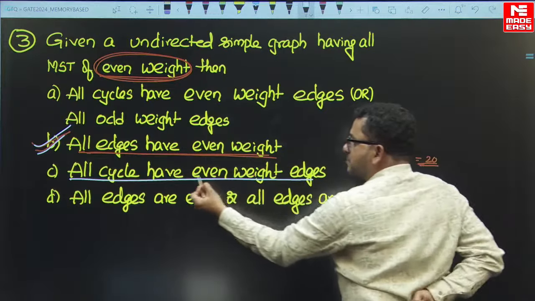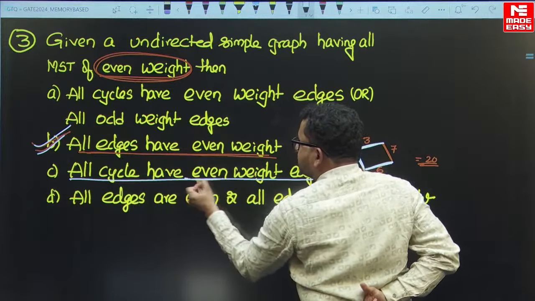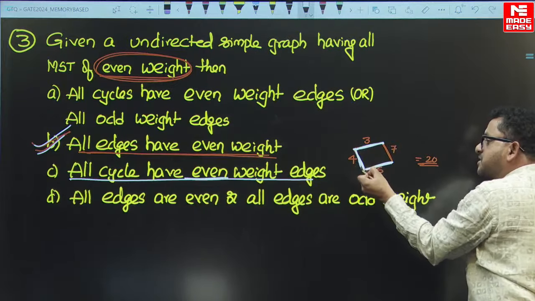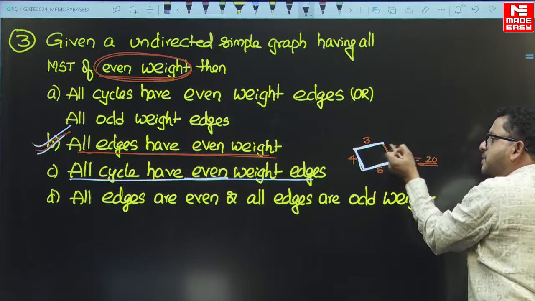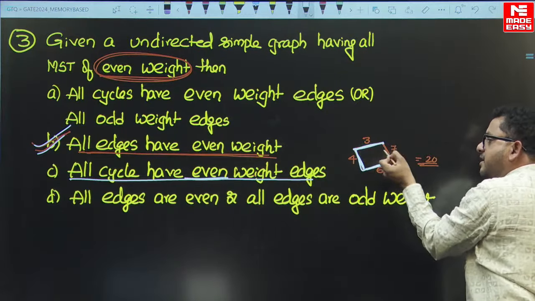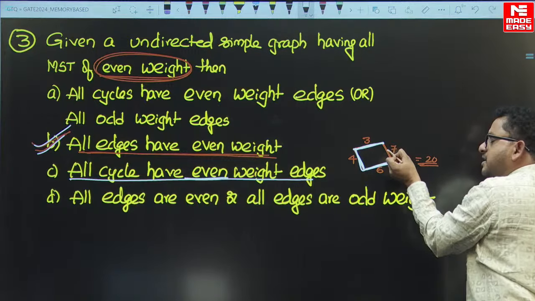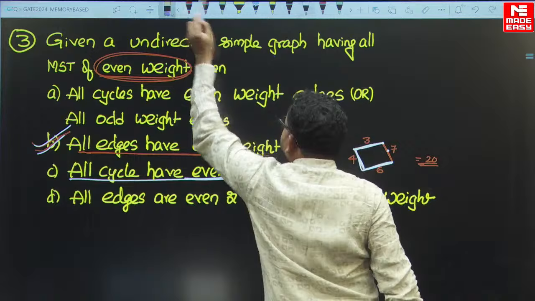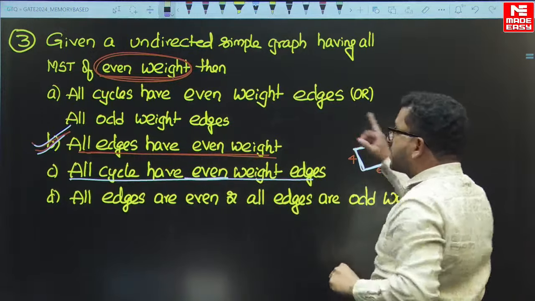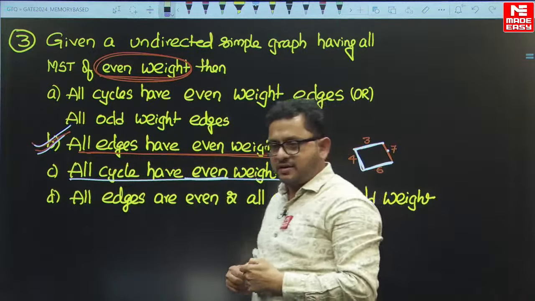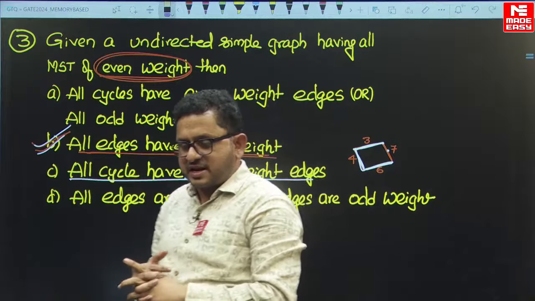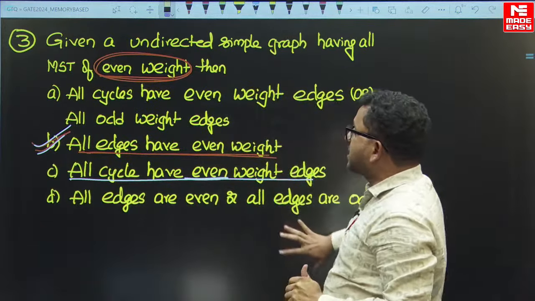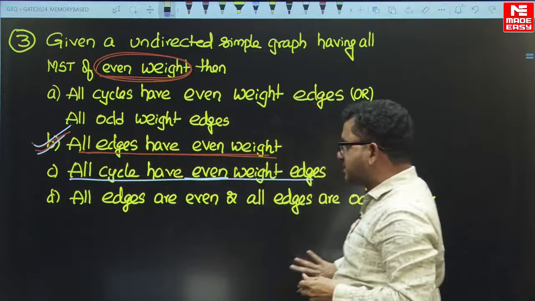Some are saying all cycles have even weight. If all cycles have even weight, that doesn't mean that the MST is even weight, because the maximum cost edge of the cycle is excluded by the MST, so the MST cost can become odd even though the cycle cost is even. So we can't say it is a correct statement. If it is only a multiple selection question, then obviously B is the correct answer.